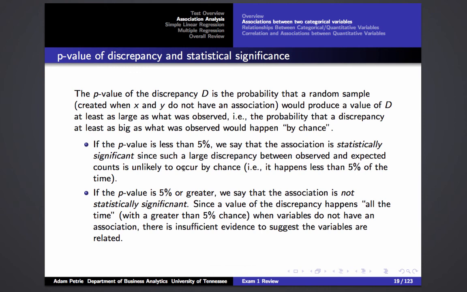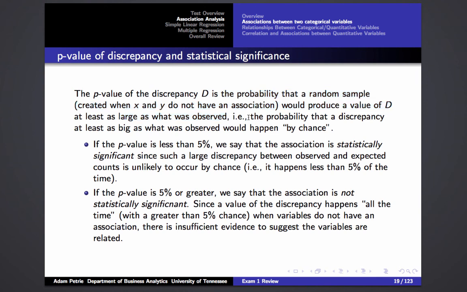So what we look at to determine if the association is statistically significant is the p-value of the discrepancy. And this is an important thing for you to know. You want to be able to define and explain what the p-value of the discrepancy means. Well, here's the definition. The p-value of the discrepancy is the probability that a random sample would produce a value of d at least as big as what was observed from your data.